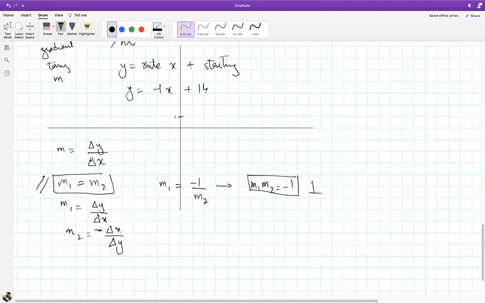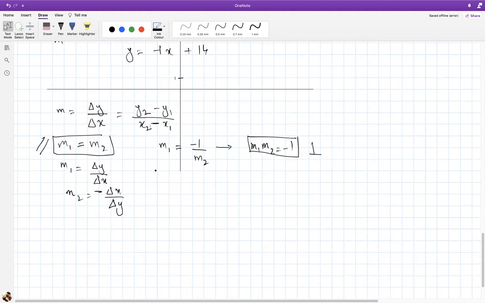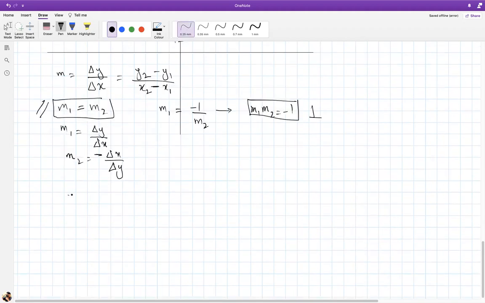But what exactly is the gradient? It's simply change in y over change in x. And how do you figure out change? You pick any 2 points, y2, y1, and x2, x1, and you subtract them. That's how you find change, no matter what the points are. How do you find the starting value? The starting value is when x is 0. That's the remainder you get when you put x equal to 0.